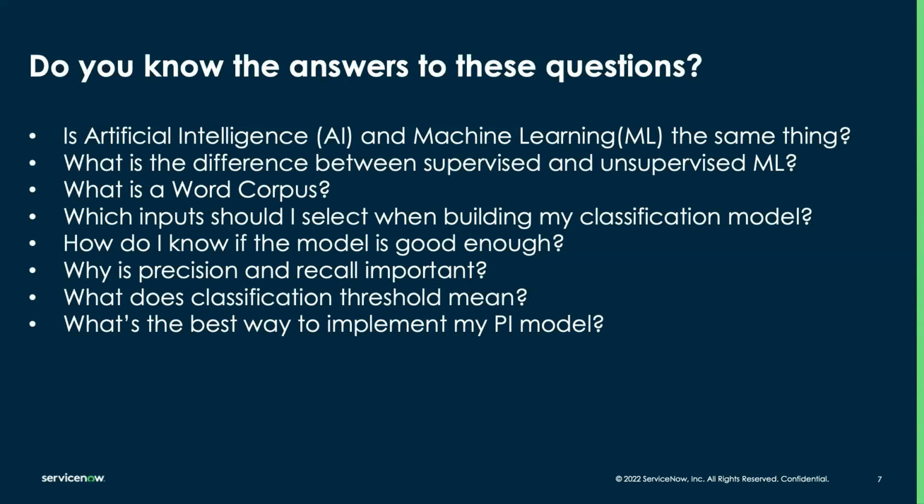And then you'll see these different statistics such as precision and recall, and what are those? And you also see something like a classification threshold. So what does that mean? And then finally, when you get through all that, you have multiple different ways to implement your PI model. And so we're going to cover all these questions and get you comfortable with these basic AI concepts used in predictive intelligence.